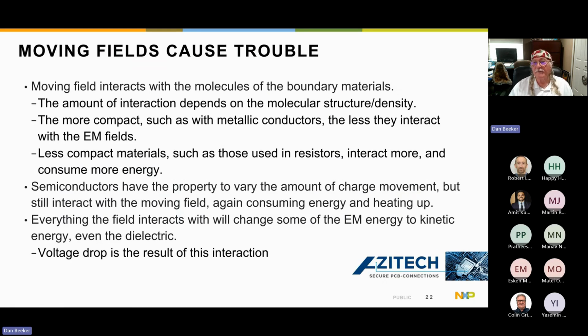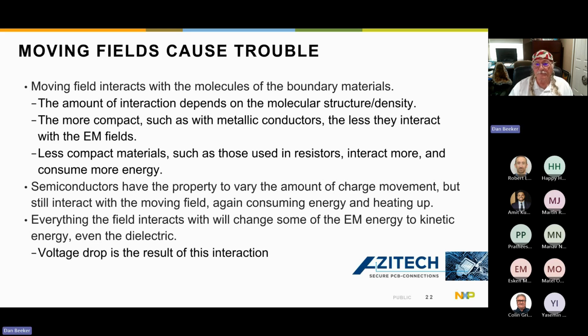So the moving field interacts with the molecules both in the boundary materials, the copper in the PC board, and the molecules in the dielectric itself. This interaction causes some conversion of the electromagnetic field into kinetic energy. IR drop is all about how much of the field is interacting with the conductors and with the dielectric. It's quite simple. It's just converted into heat. And the way you reduce the amount of loss is to reduce the impedance and reduce the displacement current that occurs in the surface of the metal structures.